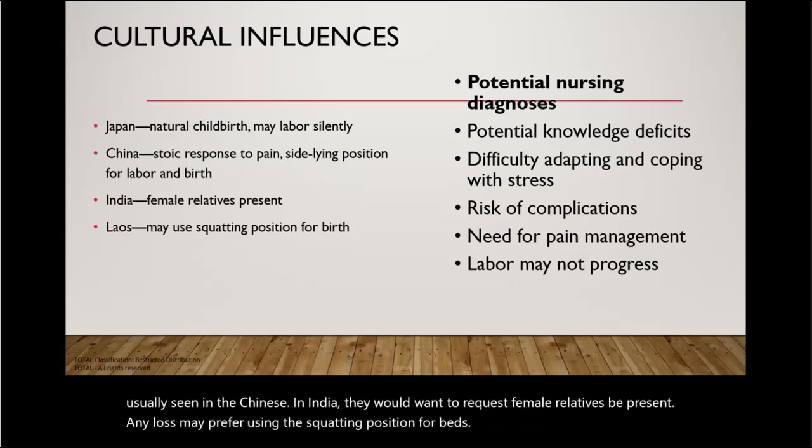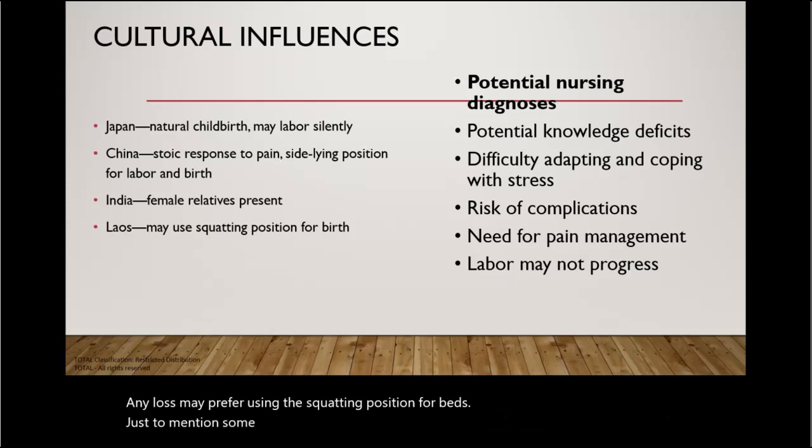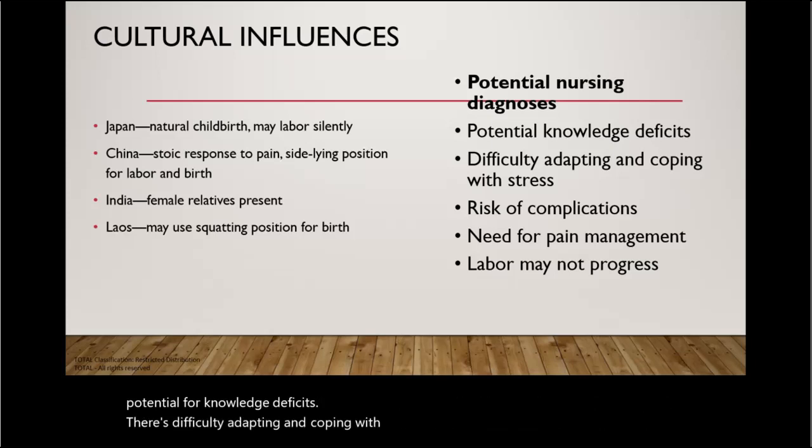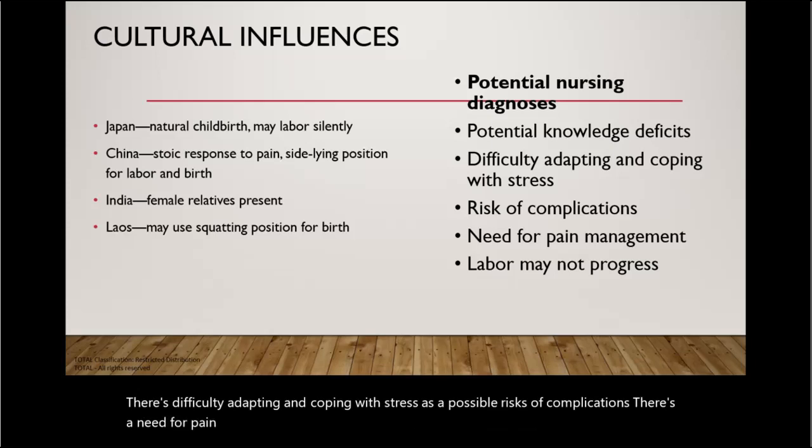Just to mention some potential nursing diagnoses for labor and delivery. Remember, there's a potential for knowledge deficit. There's difficulty adapting and coping with stress. There's a possible risk of complications. There's a need for pain management, and labor may not progress. So these are your potential nursing diagnoses.